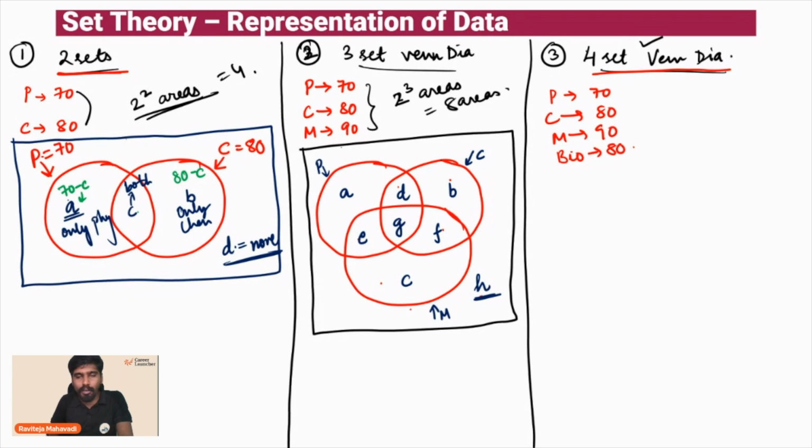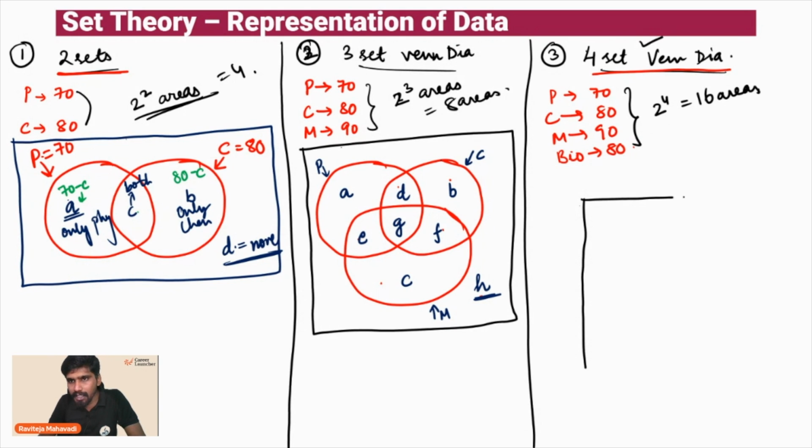So how to go about drawing a 4 set Venn diagram? This is how you start. First of all, if there are 4 sets, how many areas should be there? 2 power 4, 16 areas should be there. So if I have to represent these areas by letters, I should be able to use 16 letters from A to P. From A to P, these are the 16 letters that I am going to use. So how to go about this? First of all, draw a 3 by 3 matrix like this.